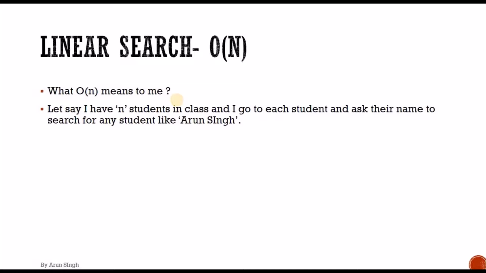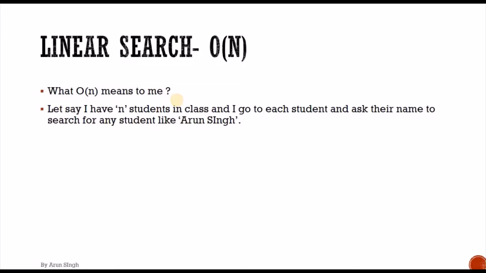Let's say I have n students in class and I go to each student. The teacher or proctor will go to each student and ask their name to search for any student like Arun. I have n students, so in the worst case, I have to ask n students whether you are Arun or not. So this is called linear.